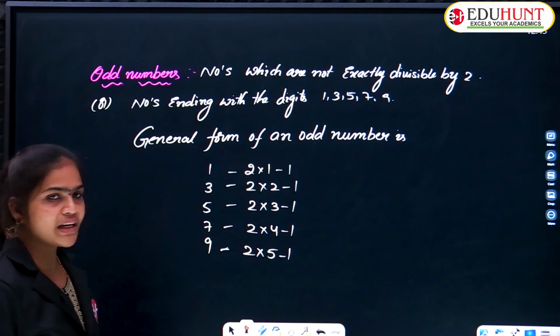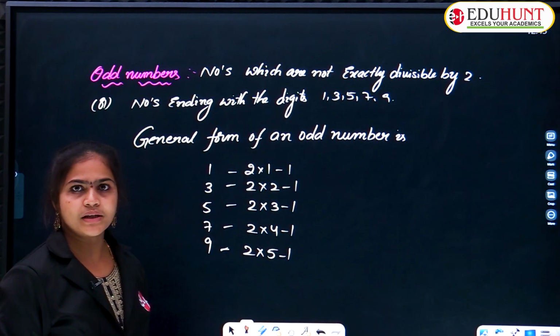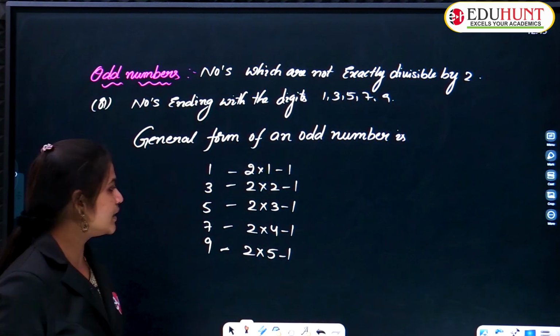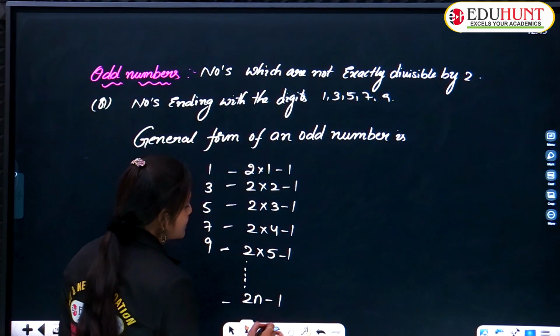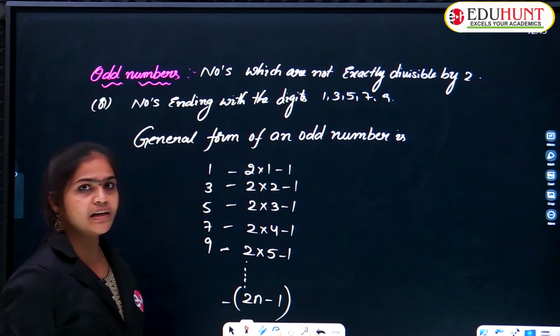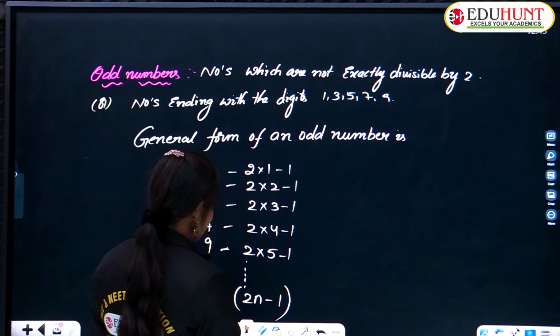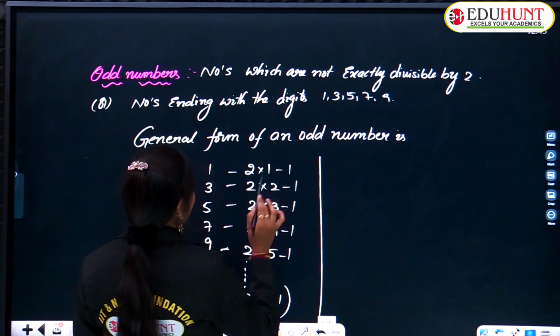In this case, what can we observe here? 2 is in common, and in the same way minus 1 is in common. In this case we can write it as 2n minus 1. What is the general form here? 2n minus 1.